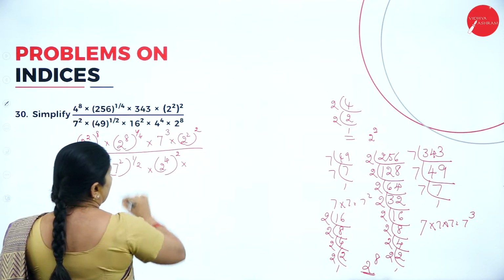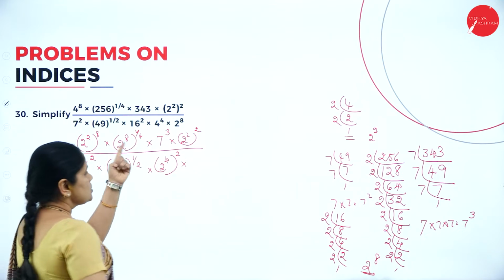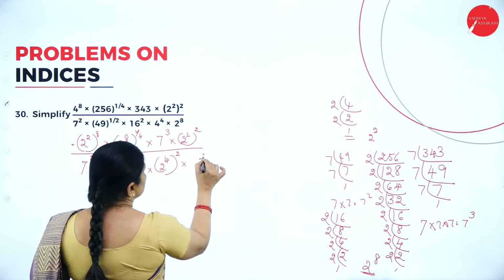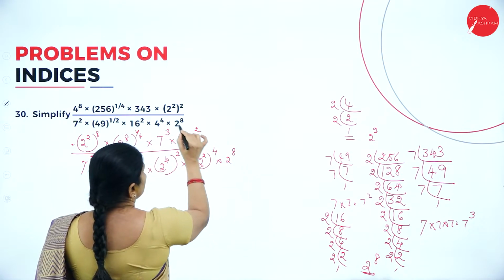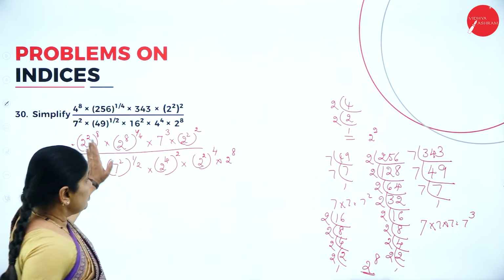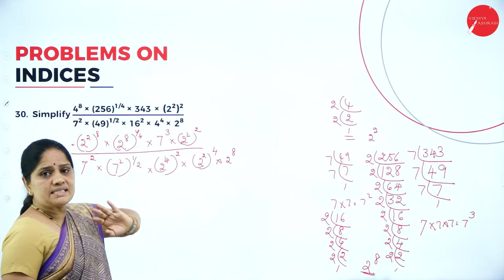Then again, I have 4 to the power 4. So 4 can be written as 2 to the power 2 whole to the power 4. And again, I have 2 to the power 8. Now I have simplified all the numbers given here.